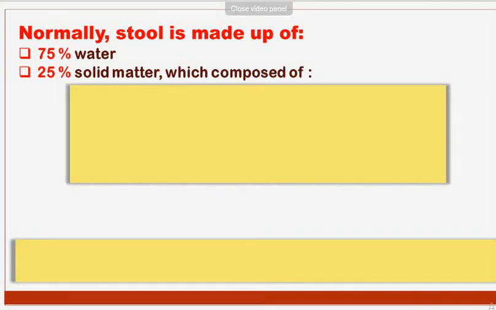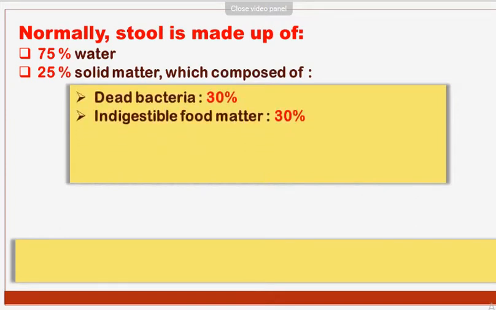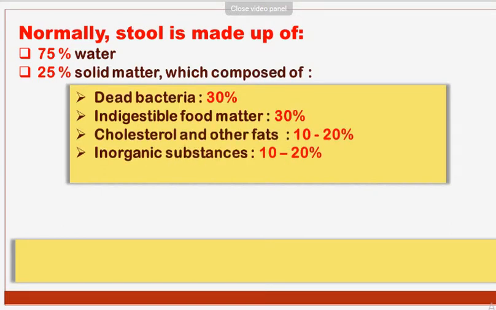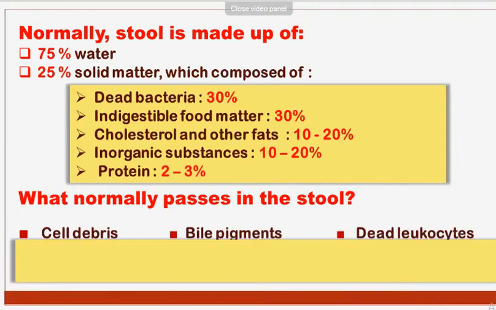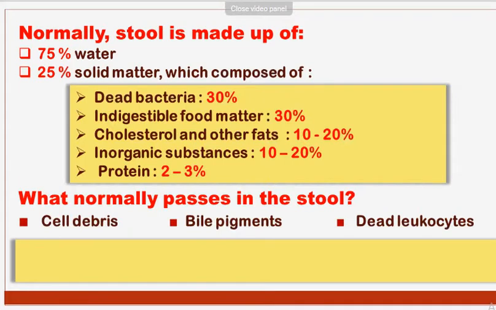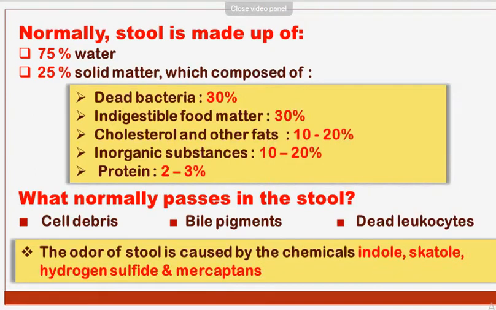Stool is 75% water and 25% solid matter, which is composed of dead bacteria, indigestible food matter, cholesterol and other fats, and inorganic substances and protein. What normally passes in the stool is cell debris, the bile pigments, and the dead leukocytes. The specific odor of the stool is caused by chemicals like indole, skatole, or hydrogen sulfide that give it its special odor.